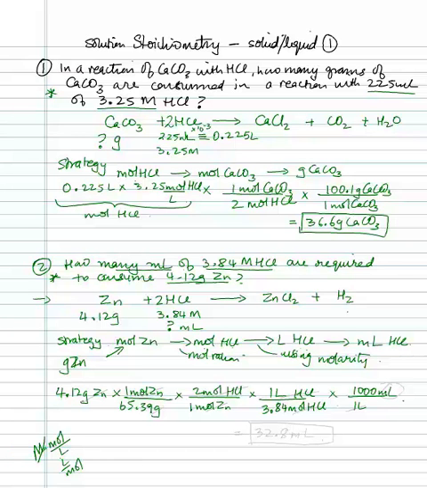Go back to your units. Grams of zinc cancel out, moles of zinc cancel out, moles of HCl cancel out, liters of HCl cancel out, and we are left with milliliters. And the final answer for that one is 32.8 milliliters. So it means that we need 32.8 milliliters of 3.84 molar HCl to react with 4.12 grams of zinc. A nice stoichiometric problem here.